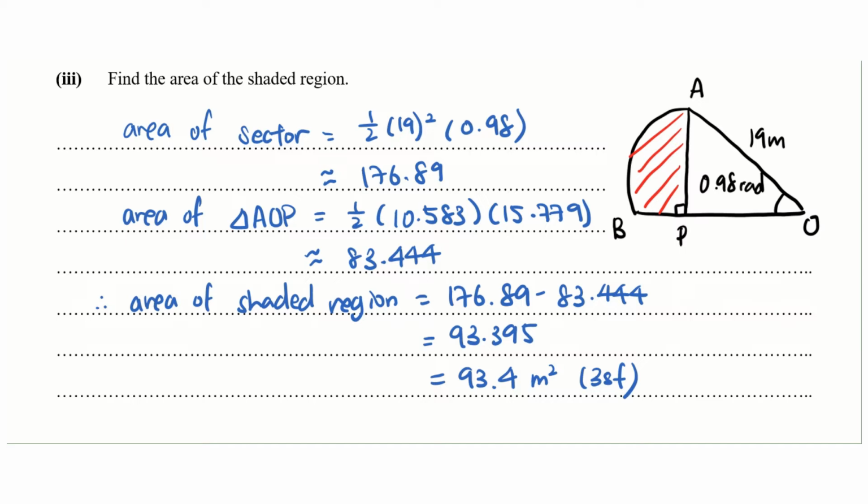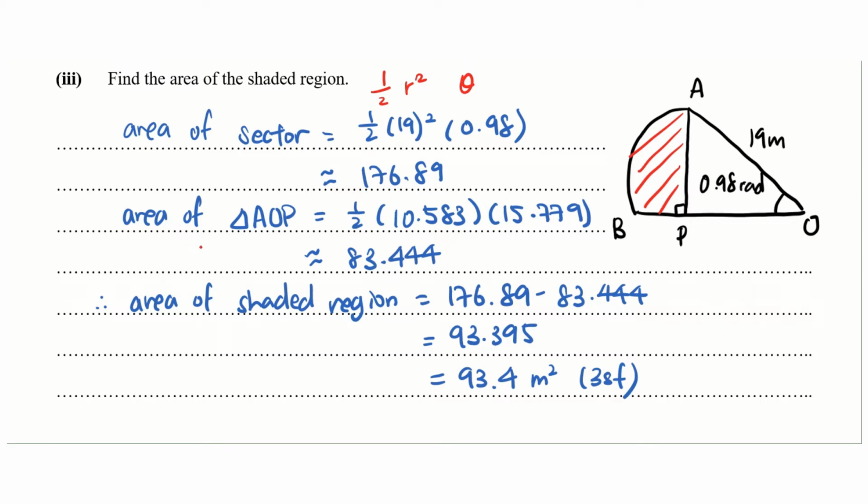Next, we take a look at part 3 where we want to find the area of the shaded region. To find the area of the shaded region, we need to consider finding the area of the entire sector, followed by finding the area of the triangle, and then we will take the sector minus away the triangle. So first, we find the area of the sector by using half r squared theta. Then we will get the value 176.89 when truncated to 5SF.